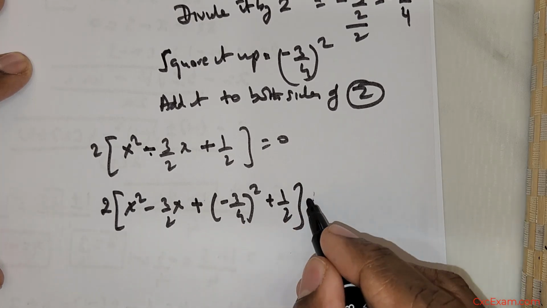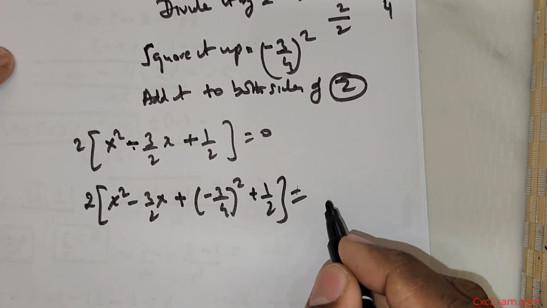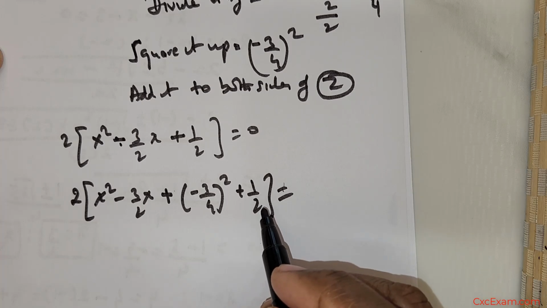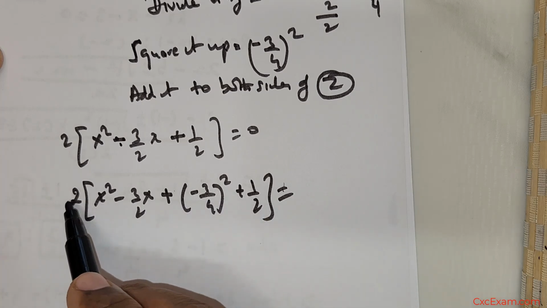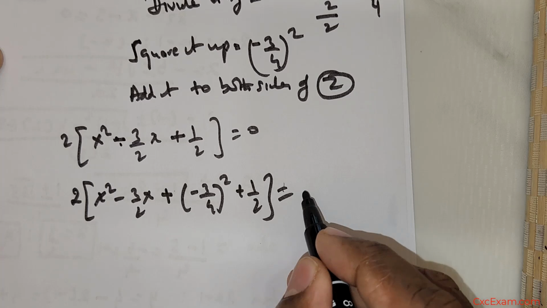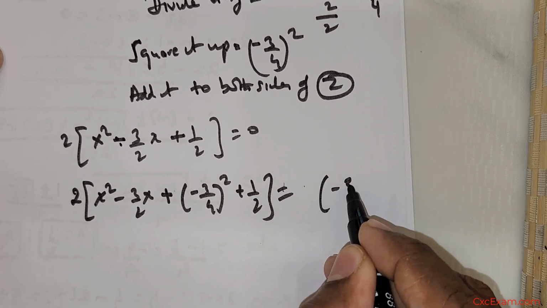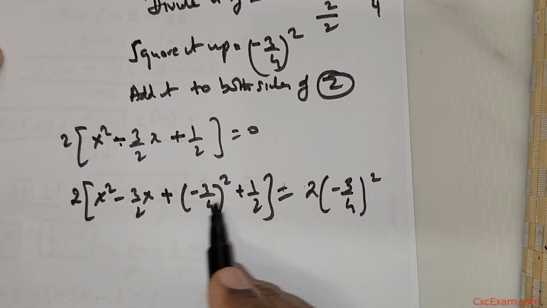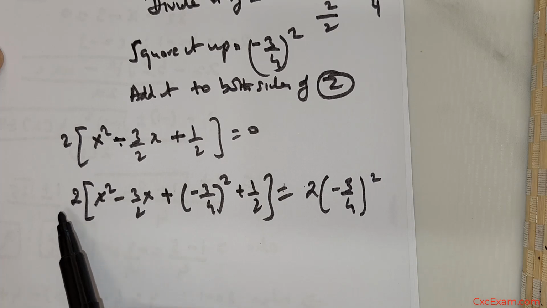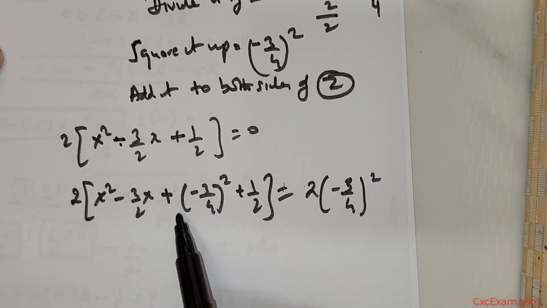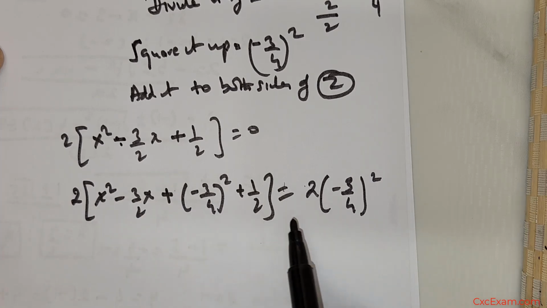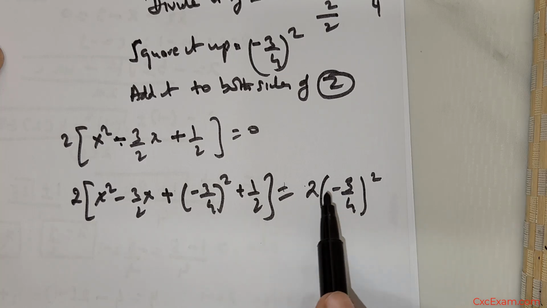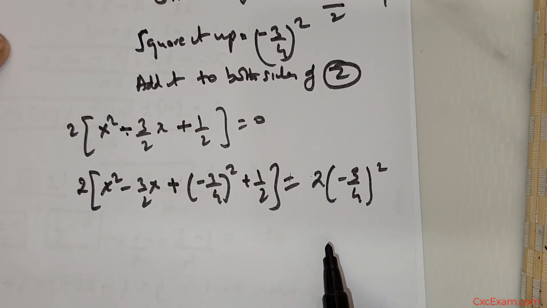Now you need to add the same component on the right side. Now you also should notice that you have a 2 leading. So when you are adding this component negative 3 over 4 the whole squared, you have to place the 2 which is leading on the left end, because 2 is actually distributed over this component. So if we had to neutralize it, we need to represent it in this fashion.